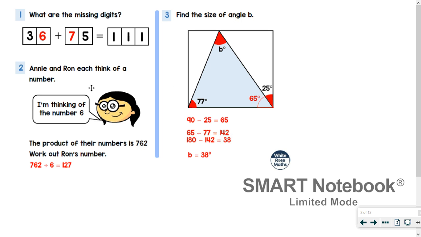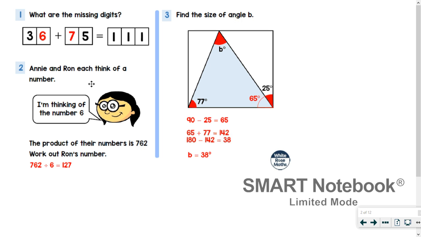Annie and Ron each think of a number. I'm thinking of the number 6. The product of their numbers is 762. Now remember that word product means the answer of a multiplication. So 6 times something is 762.